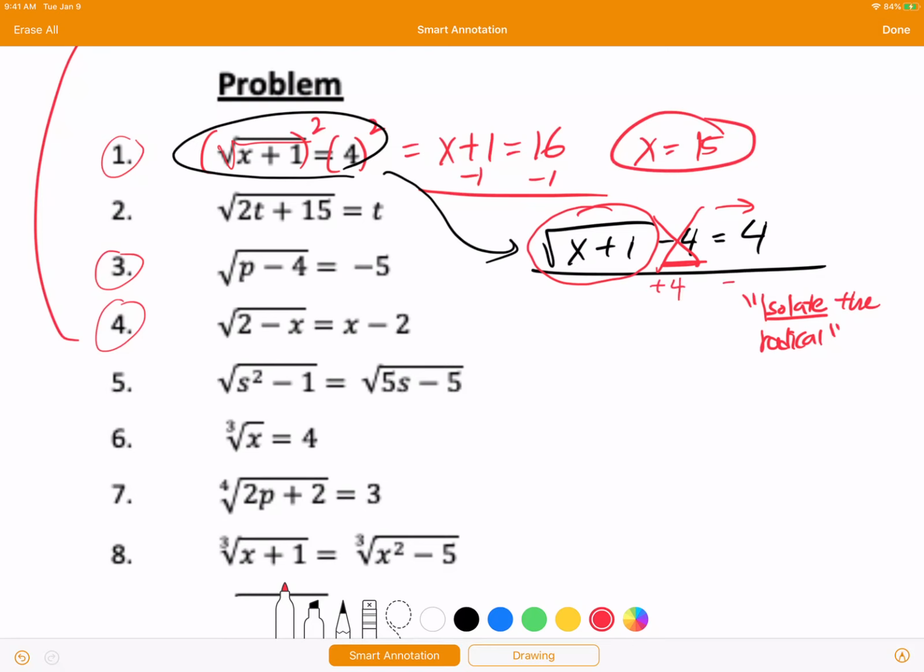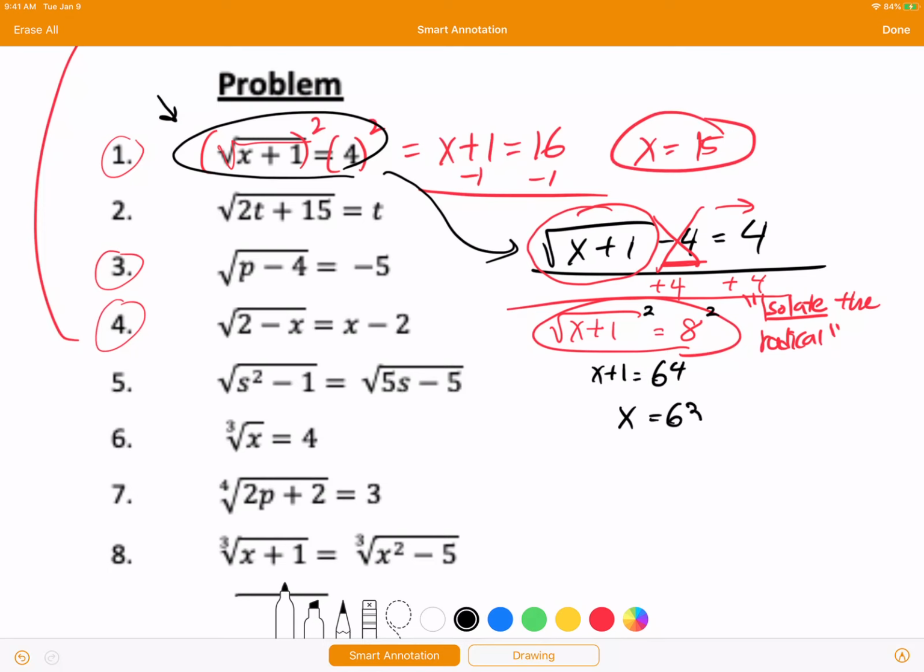You add the 4. And what you're going to get is square root of x plus 1 is equal to 8, and then it's going to be the exact same process as how you would do number 1. You would square both sides and get 64. Subtract 1 on both sides and get x is equal to 63.